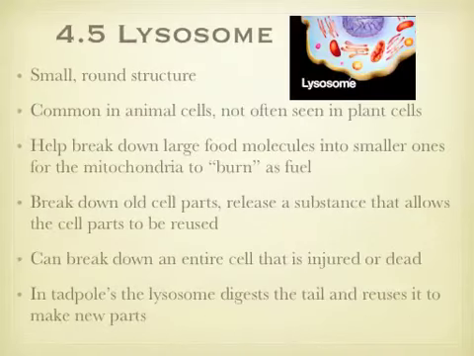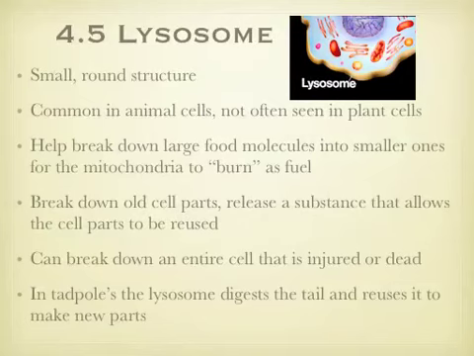4.5 is about lysosomes. Lysosomes are small, round structures. They're very common in animal cells, but you don't often see them in plant cells. Lysosomes are responsible for breaking down large food molecules into smaller ones so that the mitochondria can burn these molecules as food.